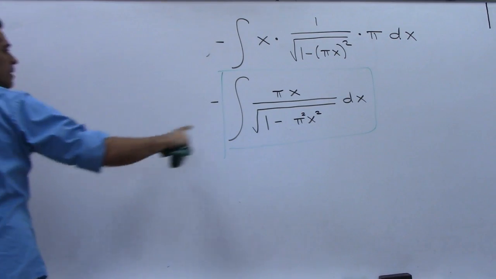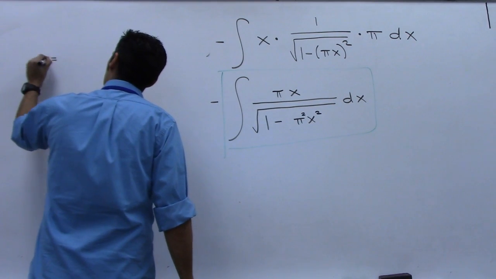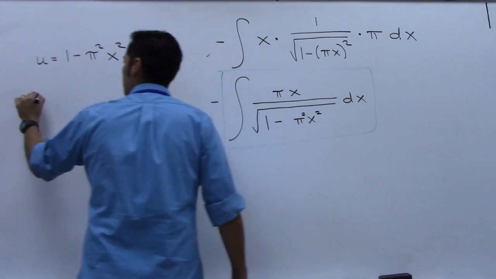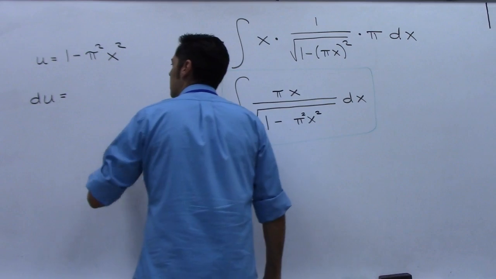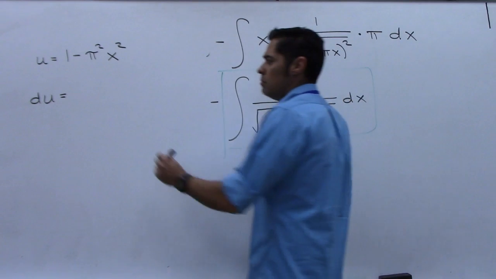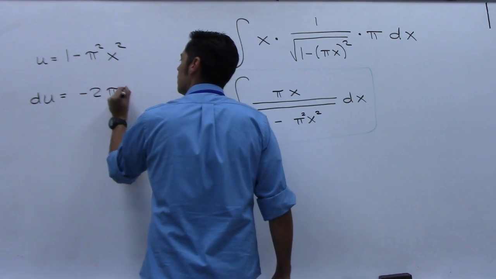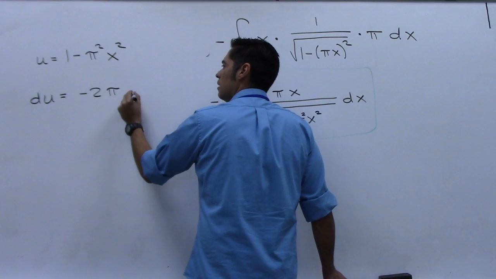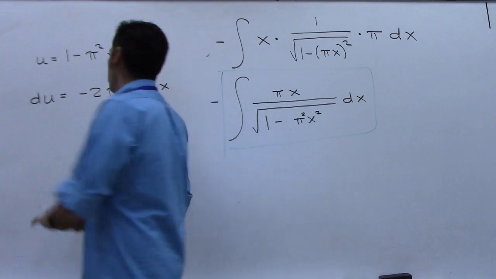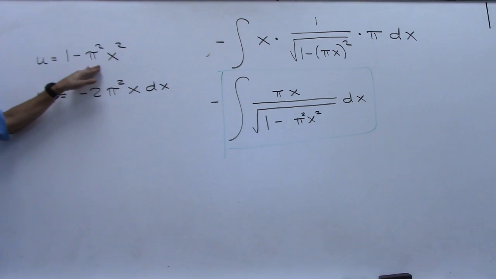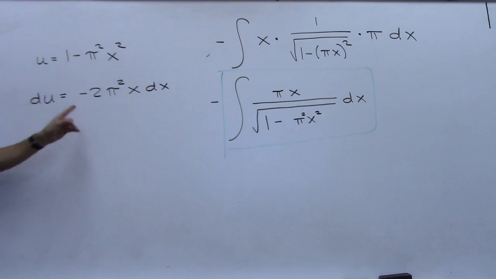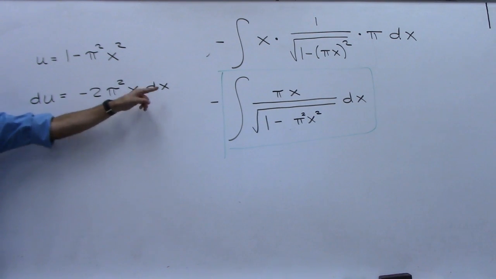So working with that integral right here, I make a u substitution. U is equal to 1 minus pi squared x squared. The derivative of this will be, you tell me, negative 2 pi, what? Look, pi squared is a constant, isn't it? Negative pi squared is a constant. It's just going to come along for the ride, isn't it? Negative pi squared. Derivative of x squared is 2x. So negative 2 pi squared x dx.